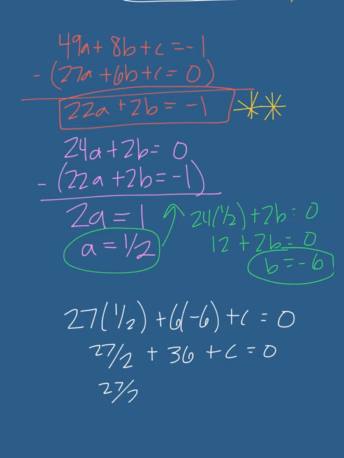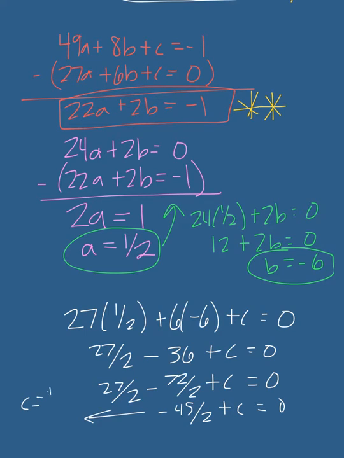27 over 2. I almost missed, this should be a minus sign right there because it was times a negative. So I have 27 over 2 minus 72 over 2 plus c equals 0, and I end up getting negative 45 over 2 plus c equals 0. So c is 45 over 2.